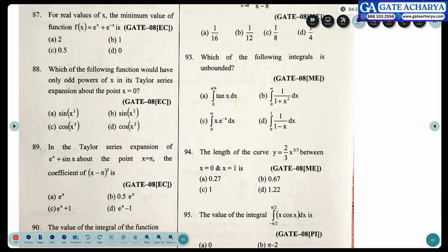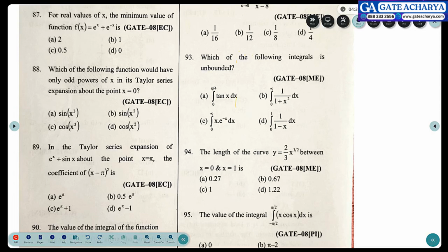That is for the Taylor series. What are you getting? x cube minus x raised to 9 by 3 factorial plus x raised to 15 by 5 factorial. Are you getting something like that? That is sin x cube. So our question is, which is the odd power? Only sin x cube will give you odd powers.